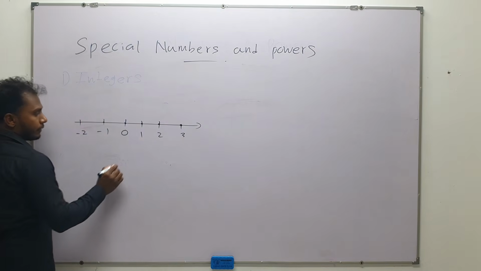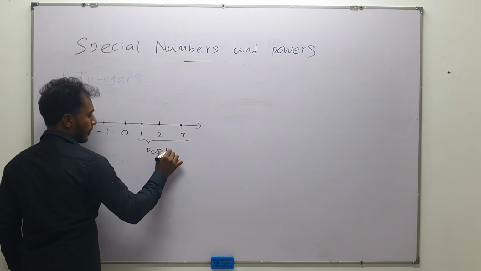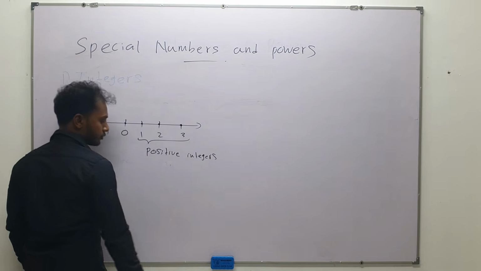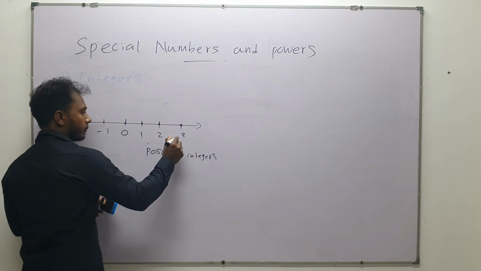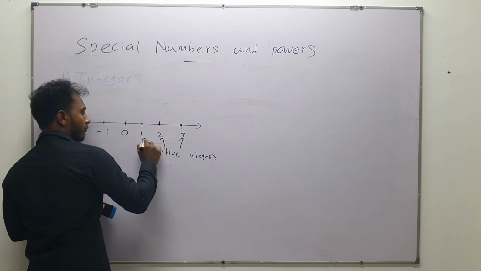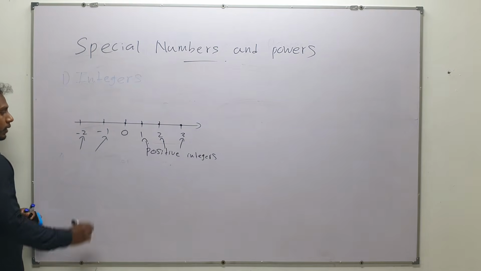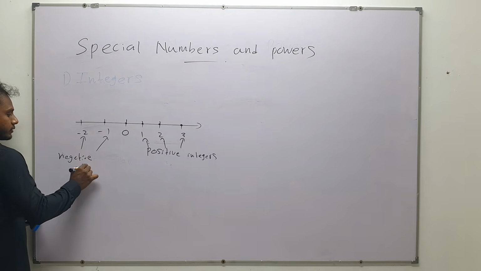These we call positive integers. Actually, you can't take everything on the number line. You can take the number 3, number 2, and number 1. And here also, sorry, negative 2 and negative 1, they are negative integers.